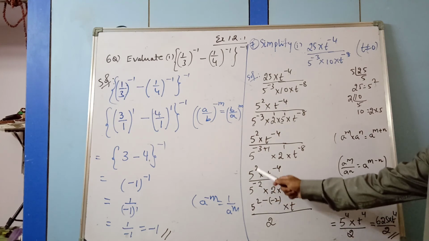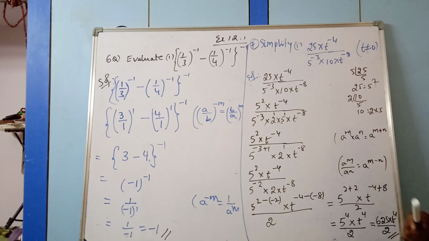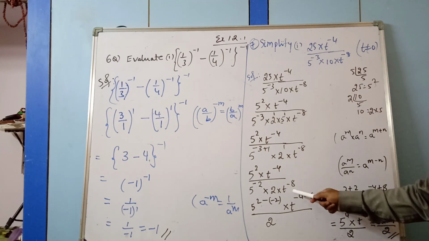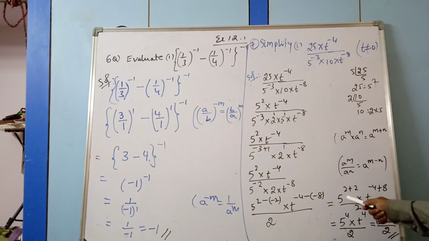Here a power m by a power n is m minus n, because n is having minus, so it is minus. Here also t to the power minus 4 and t to the power minus 8, minus 4 minus of minus 8. So 5 power minus into minus is plus, and here also minus into minus is plus. 5 power 4 t to the power 4, and 5 power 4 is 5 into 5 into 5 into 5, 4 times. 5 5s are 25, 25 into 5 is 125, 125 into 5 is 625. So 625 into t to the power 4 by 2.